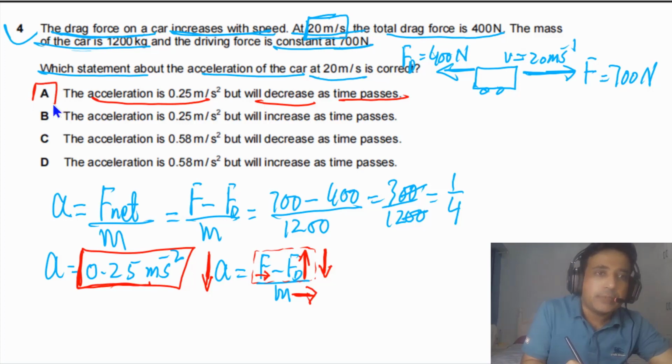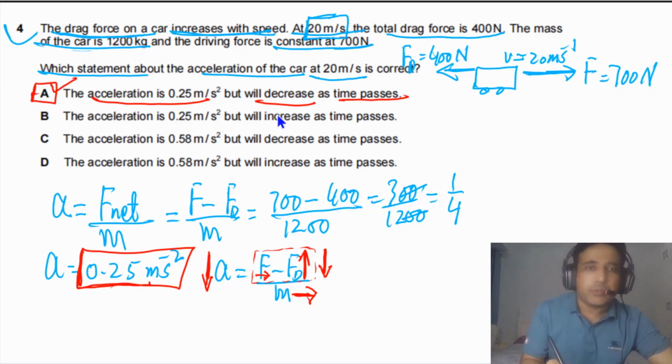So the answer for this question is A, and the rest of the options are not possible because they are telling you the acceleration increases. So this is incorrect. This acceleration is incorrect. This acceleration is also incorrect. So the answer is A.